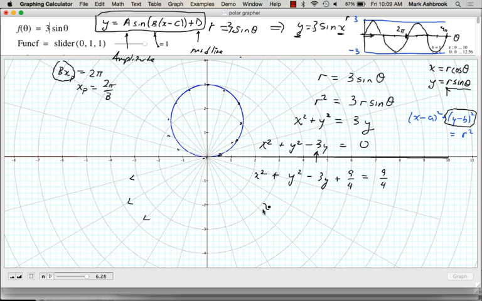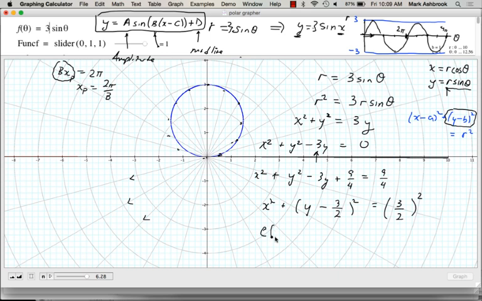So then I have x squared plus y minus what, squared? If I've completed the square right, now this is a perfect square binomial. It's y minus something squared. What is that something? 3 halves. And then equals what squared? 3 halves squared. So we've got the circle.